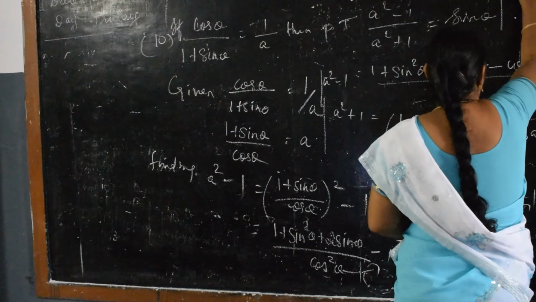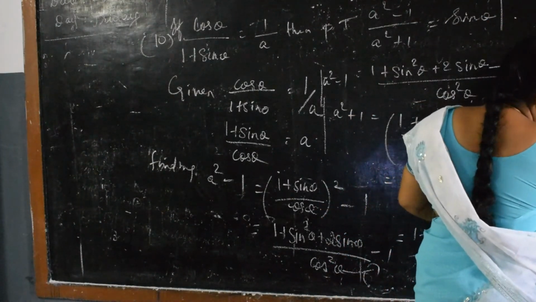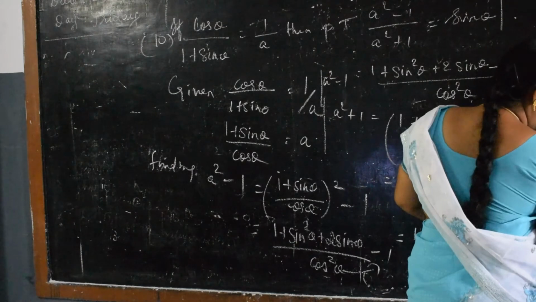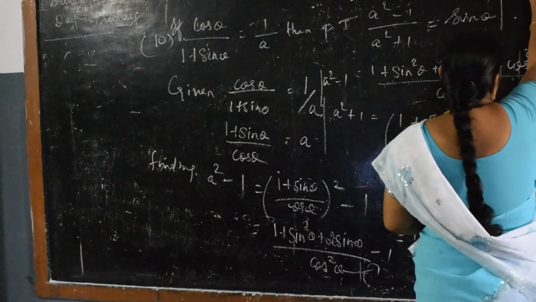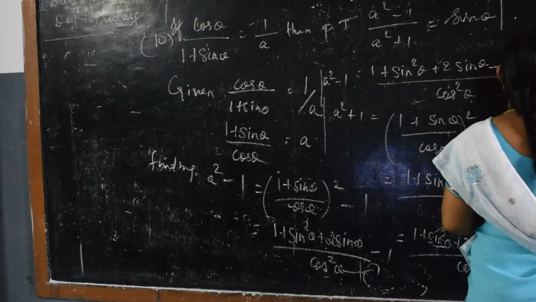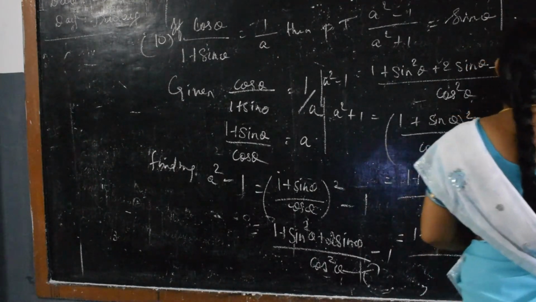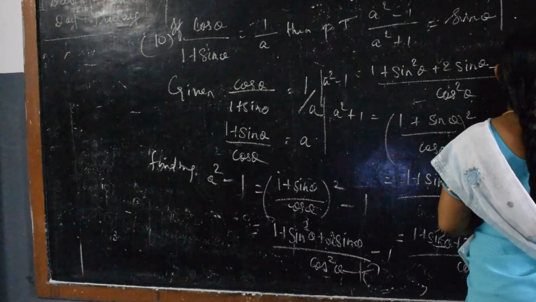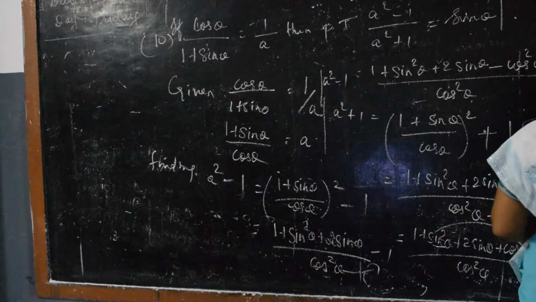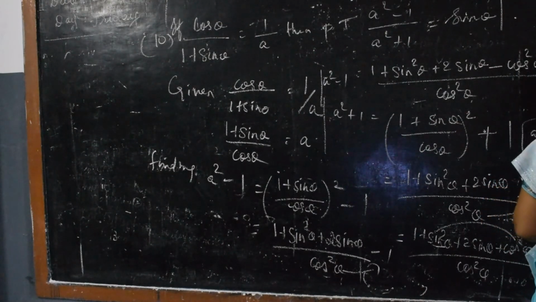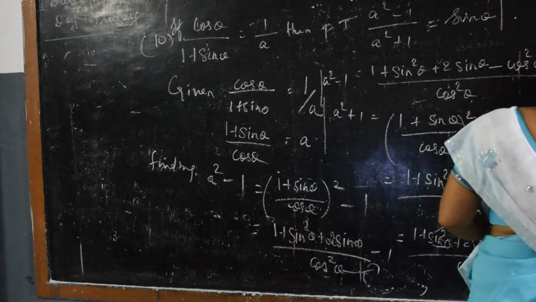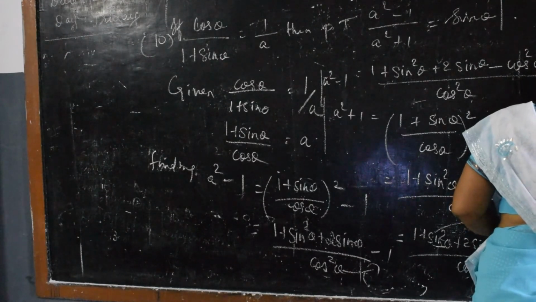So we will get sine square theta plus 2 sine theta, isn't it? So I will take sine theta common outside. So I will get sine theta into (sine theta plus 2) by cos square theta. Reciprocal, cos square theta by 2 into (1 plus sine theta)... sine square theta, but 2 sine square theta only, left hand side.